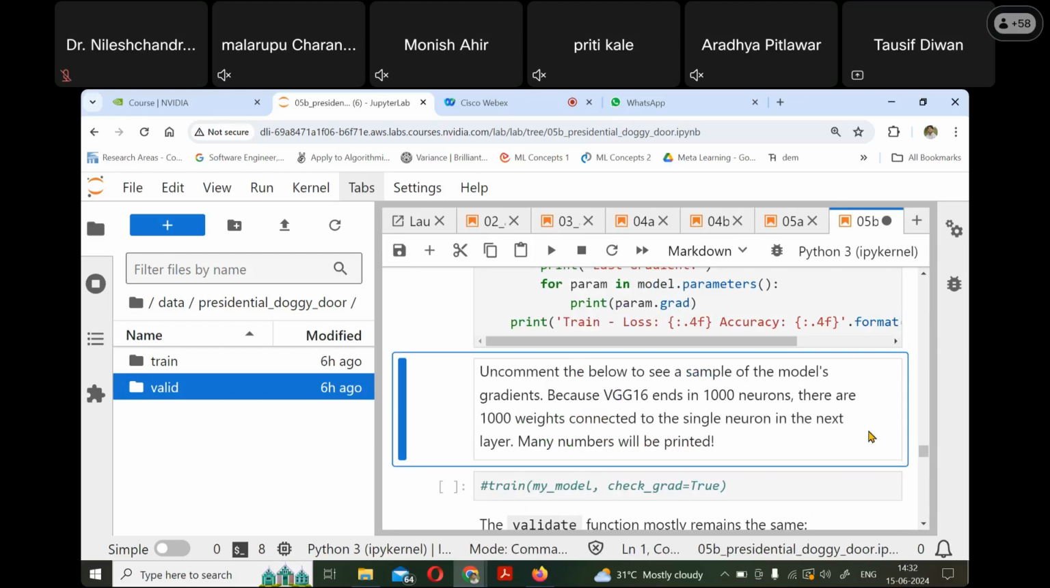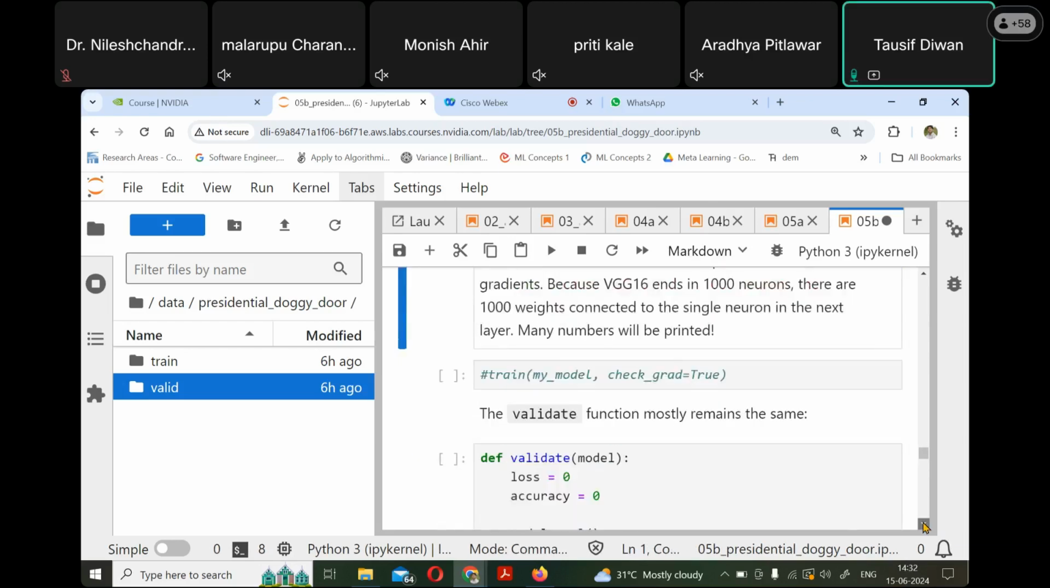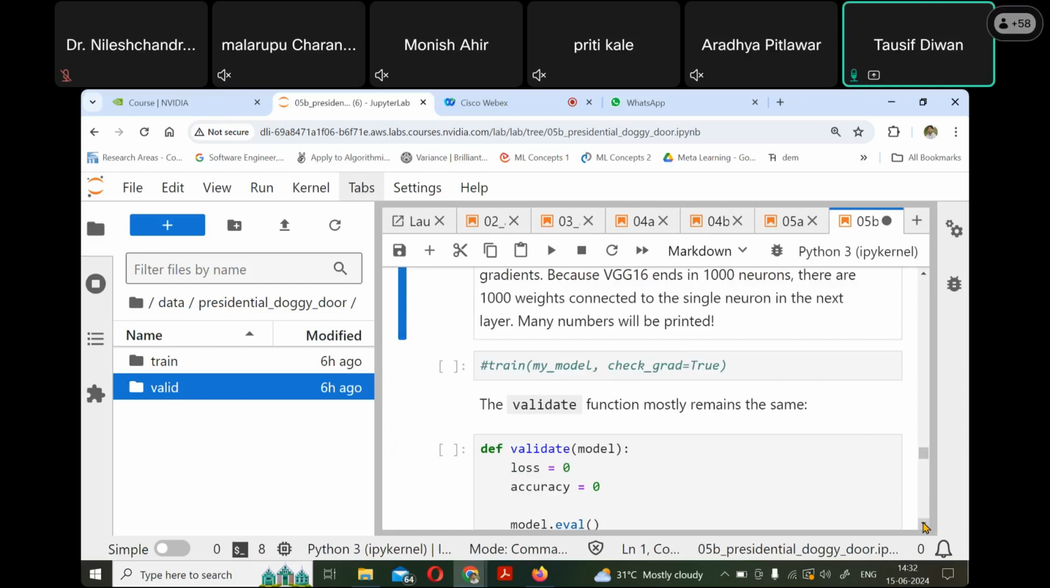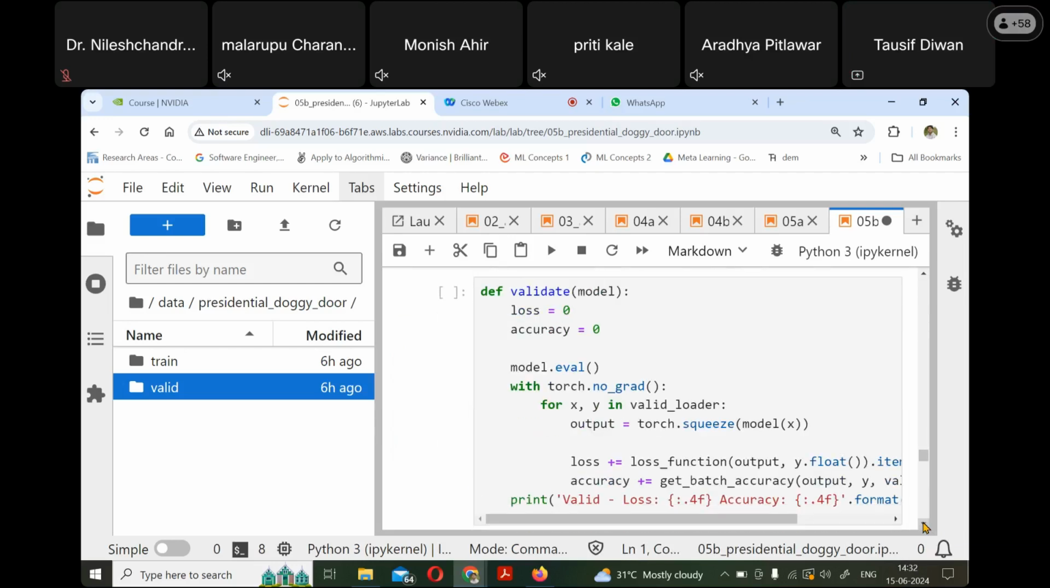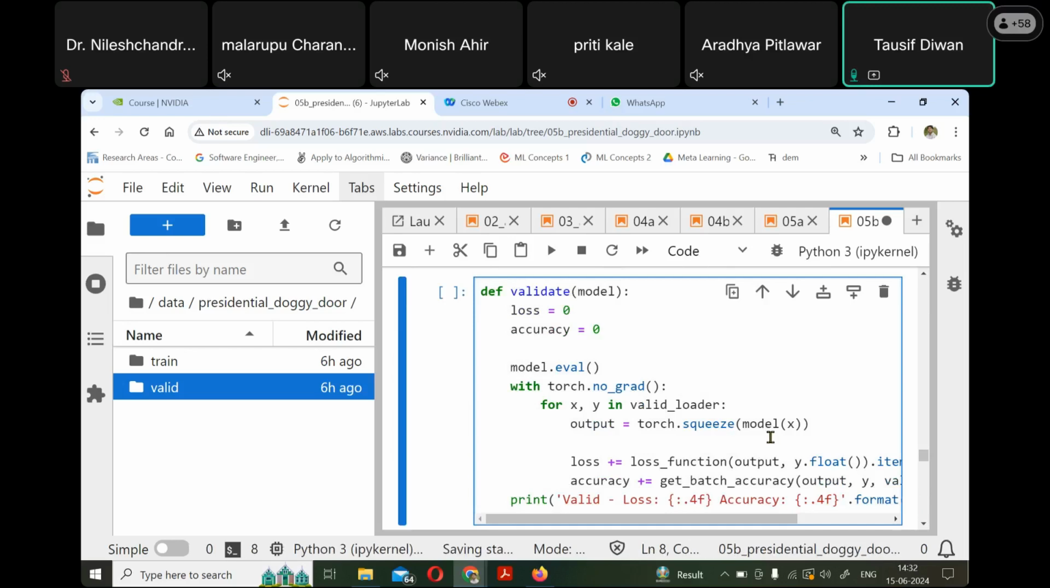Just run this cell. Now this is the validation. Here we are just calculating the output. No gradient updates happen because we are writing torch.no_grad over here.